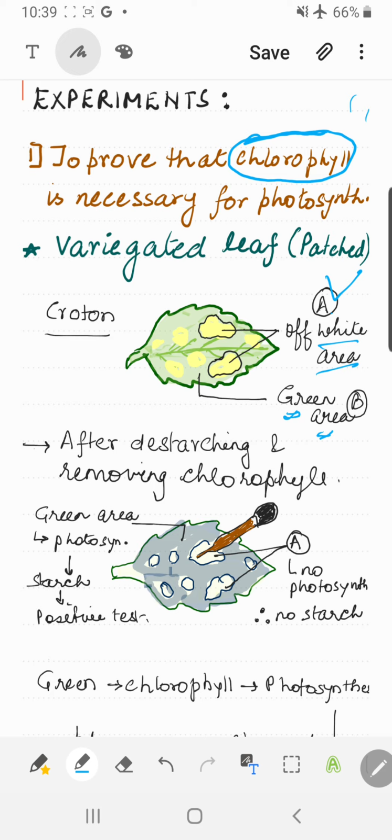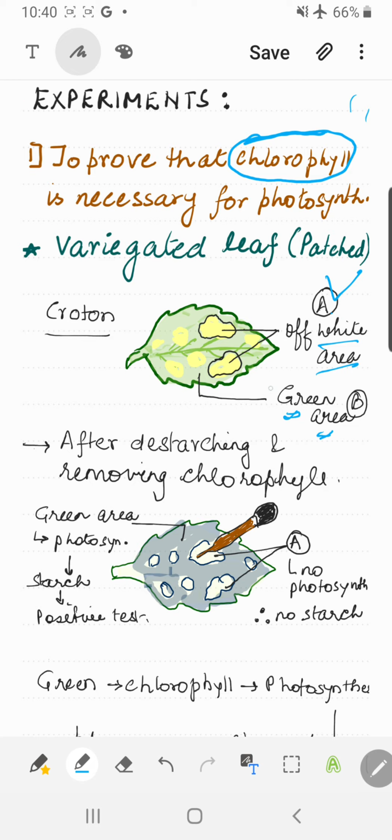And then how would you remove the chlorophyll? After destarching, you have to keep the plant in sun. Initially it was not having any starch. When you keep it in sun, it will undergo photosynthesis, and now you have to check that whatever photosynthesis has occurred, it is only due to your experiment. You have kept the plant in the sun after destarching, and whatever photosynthesis has taken place is only due to your experiment.